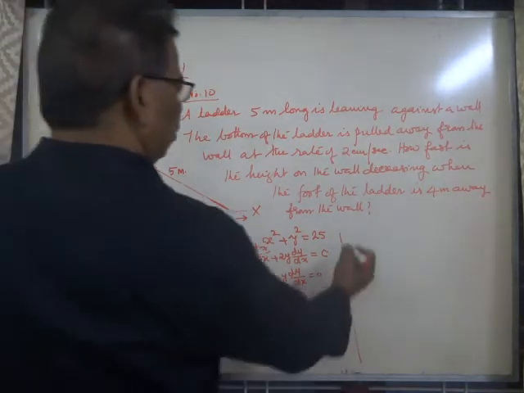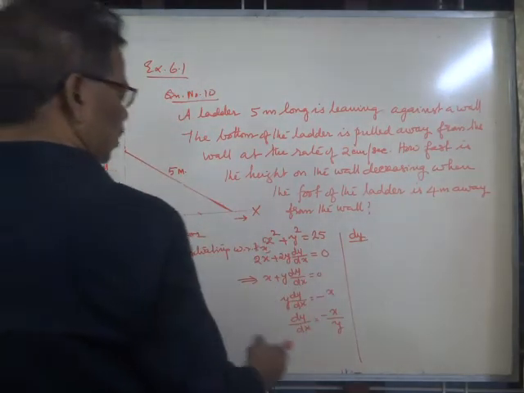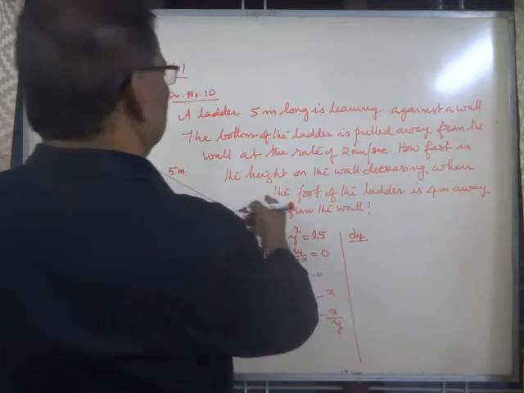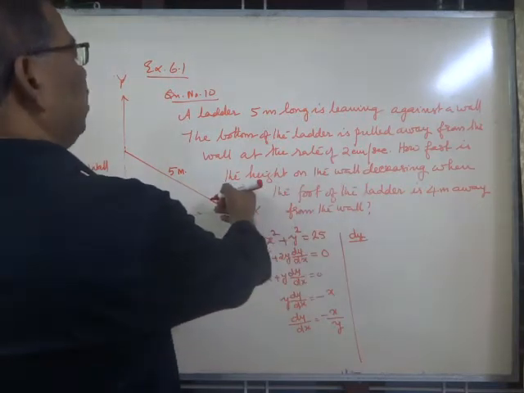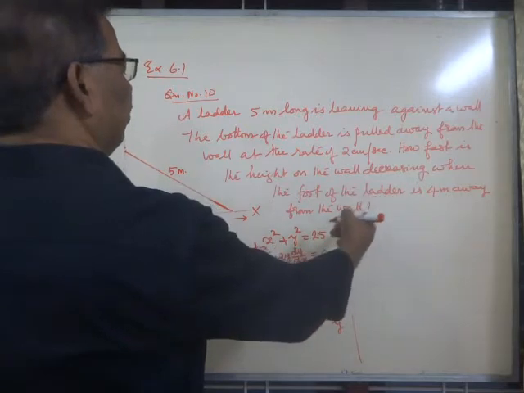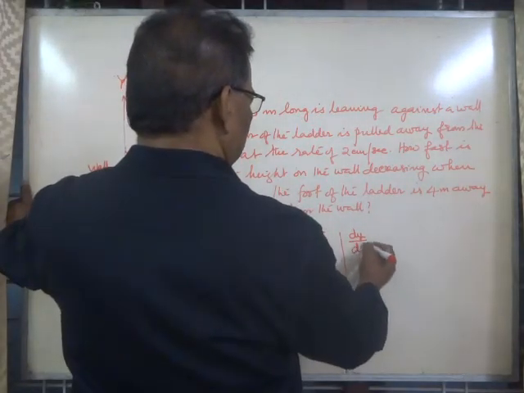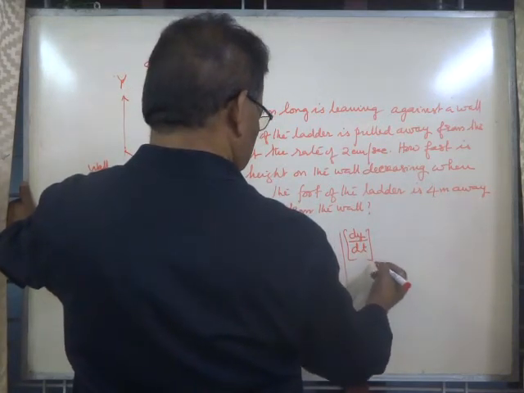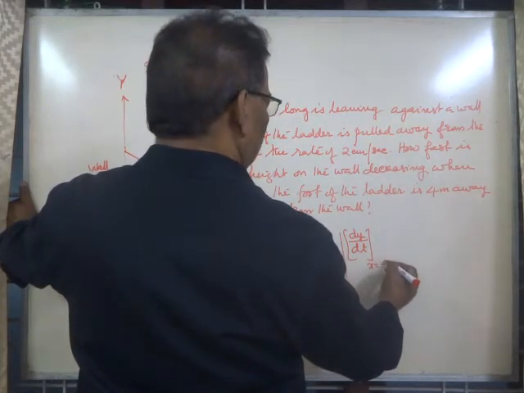You are asked to find out the derivative of the height with respect to time. How fast is the height on the wall decreasing when the foot of the ladder is 4 meters away from the wall. dy by dt at x equals 4.